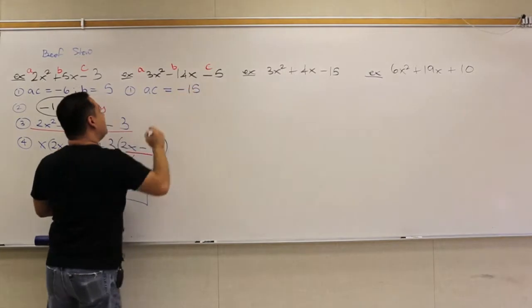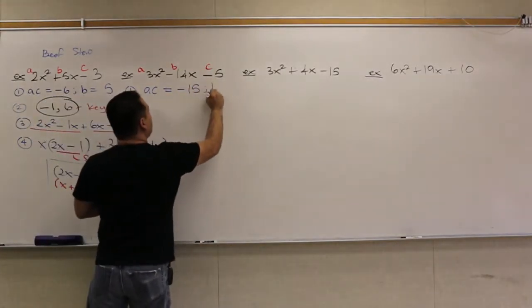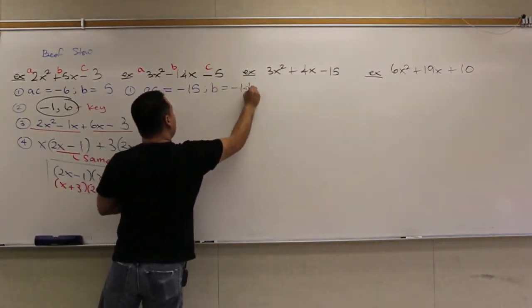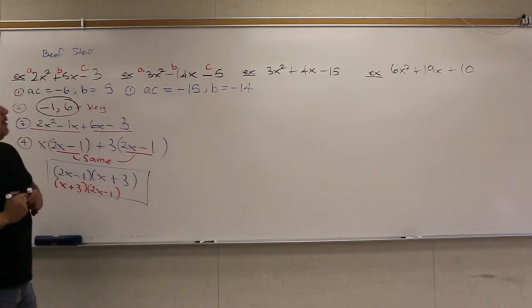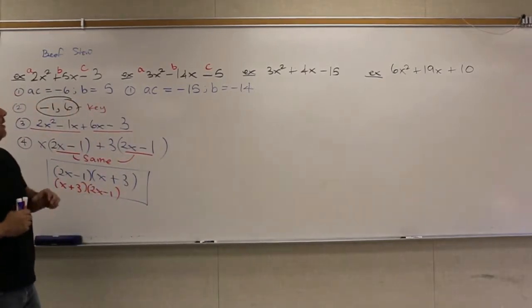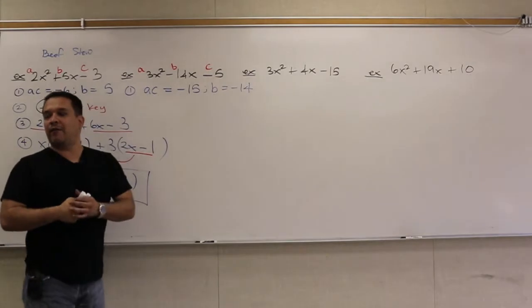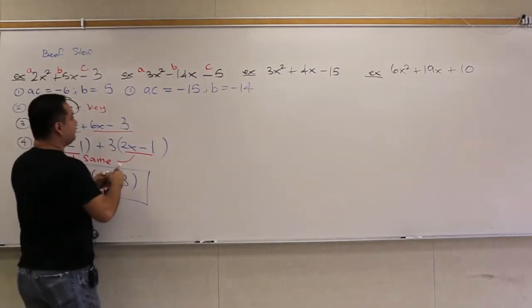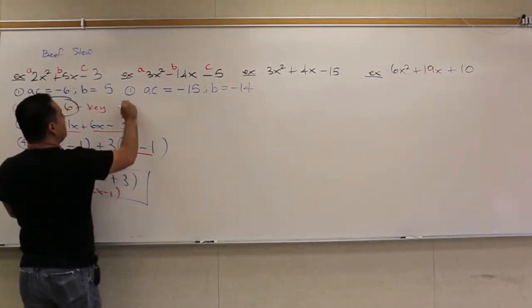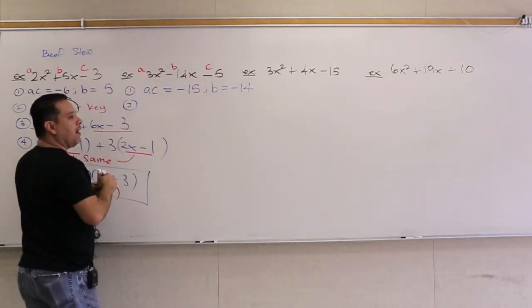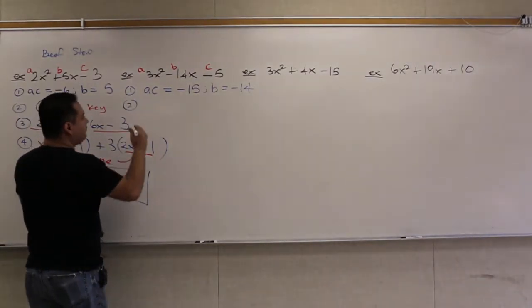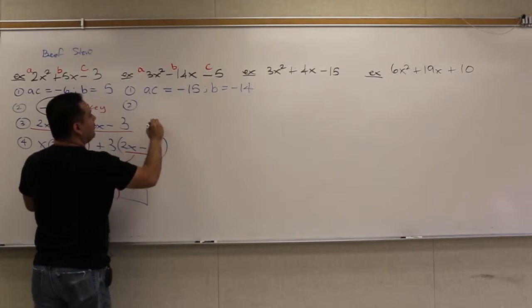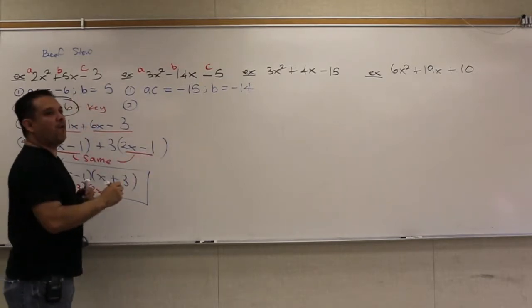AC, what's 3 times negative 5? Is that negative 15? And what's B going to be here? Negative 14, right? So we're looking for a pair of numbers that multiply together to negative 15 and add to negative 14. Is it negative 1 and negative 14? Is that right?